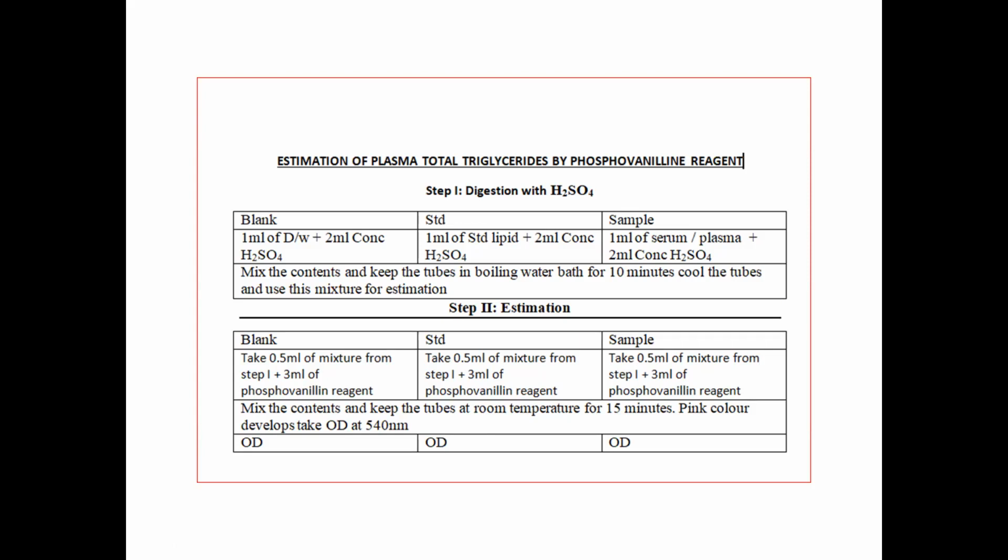Now digestion is what? You will be taking the serum and digesting it with sulfuric acid. In blank, you will add 1 ml of distilled water and 2 ml of concentrated sulfuric acid. Be very careful while using concentrated sulfuric acid. In standard, you will take 1 ml of standard lipid and 2 ml of concentrated sulfuric acid. In sample, you will take 1 ml of serum or whatever plasma is there and 2 ml of concentrated sulfuric acid.